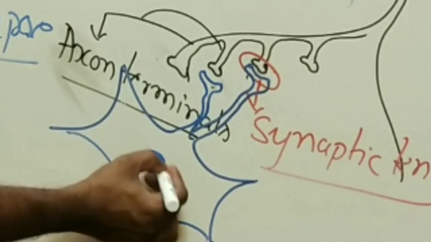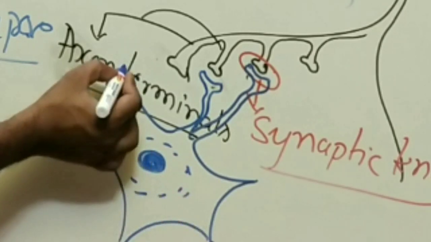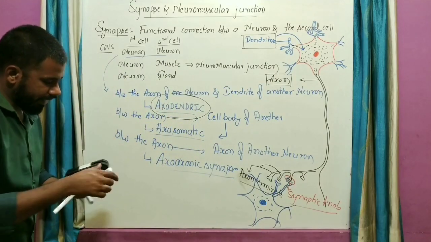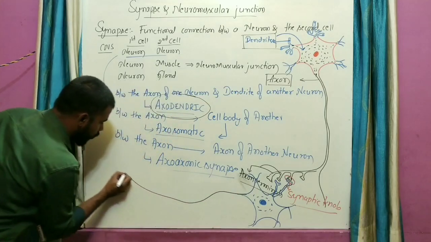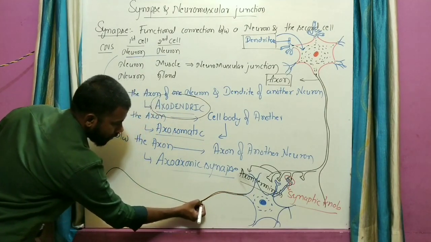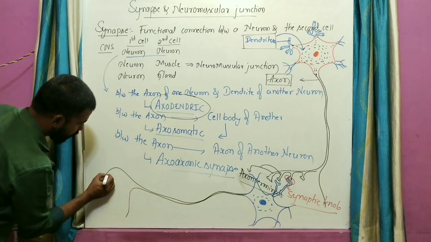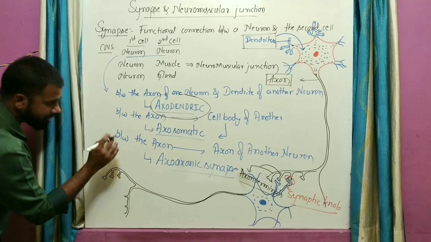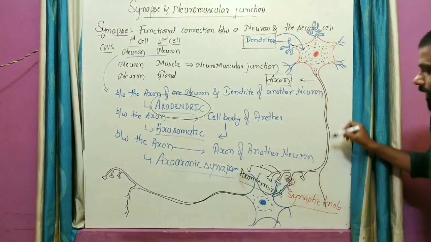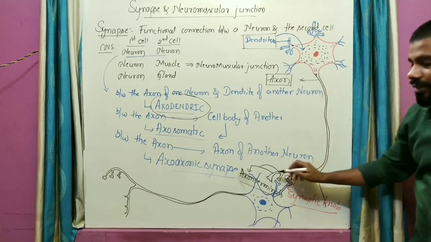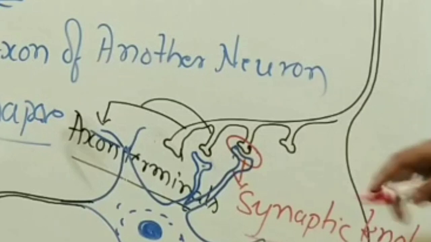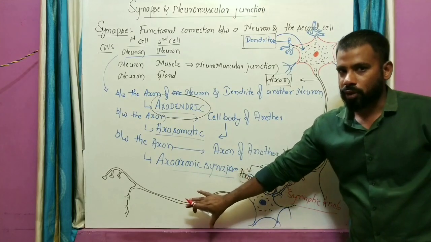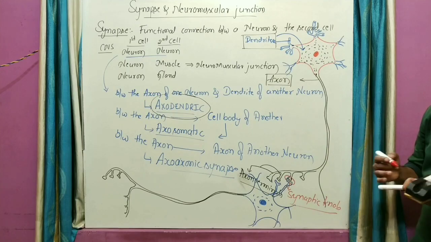So this is the cell body with its cytoplasm, and here you can see many dendrites. This is again the axon, a long unbranched cytoplasmic process, and here you can see the synaptic knobs. In our body, especially in the central nervous system, the neurons are interconnected. So this portion is the synapse. This is one neuron, this is another neuron. This is how the synapse is formed.